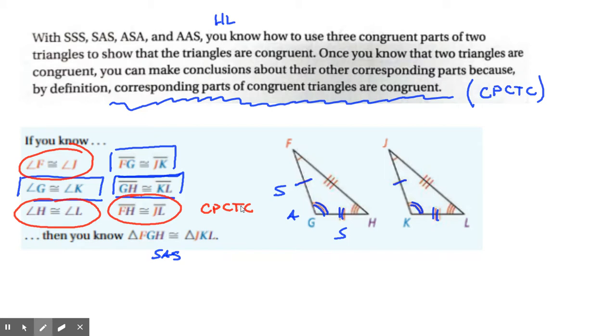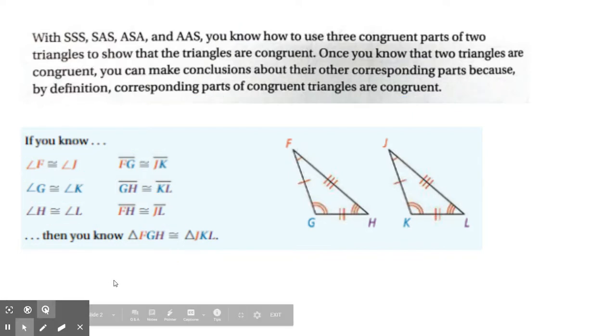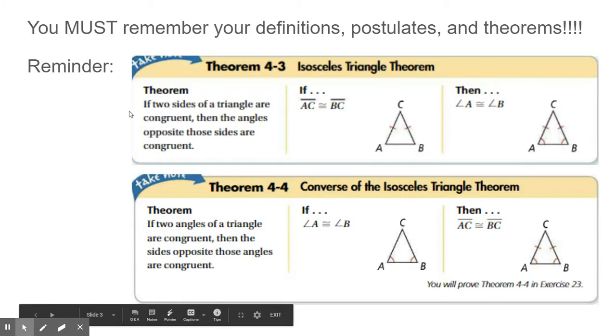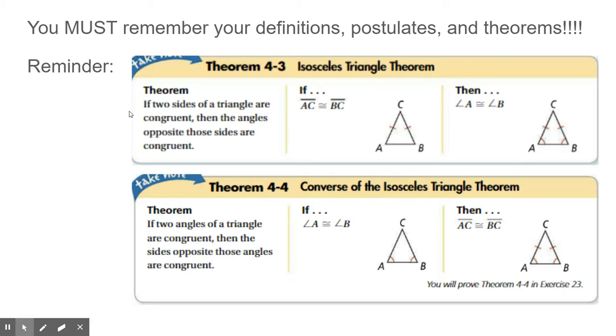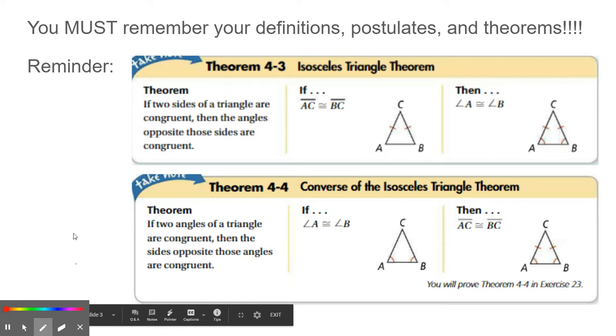Okay, so that is the process. Prove the triangles congruent with three parts, and then say something about one of the remaining three parts using CPCTC. Okay, so that's it in a nutshell. Now, I'm going to go over a couple things with you. You must remember all of your definitions, all your postulates, and your theorems.